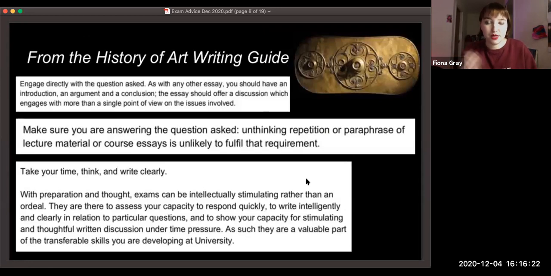And here are some more tips from the History of Art Writing Guide. Make sure you engage directly with the question. So basically, answer the question. I was actually at something with Carol Richardson and Michelle Foote last night. I told them I'm giving an event about exams, and asked what they want to remind the students of. The main thing is answer the question, because apparently every year there's a few people who don't. You might write a great essay, but if it doesn't answer the question, then you have not done it correctly. So if nothing else, answer the question.